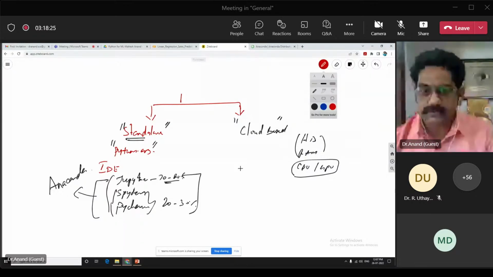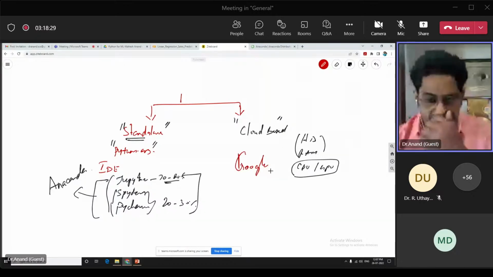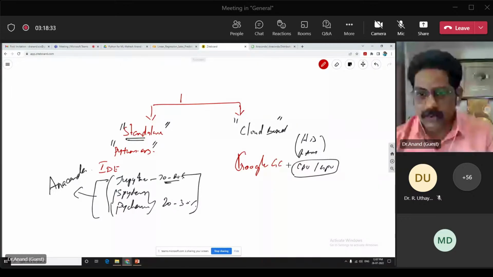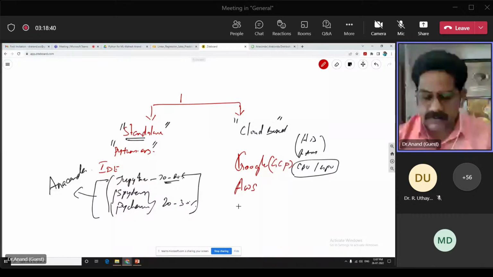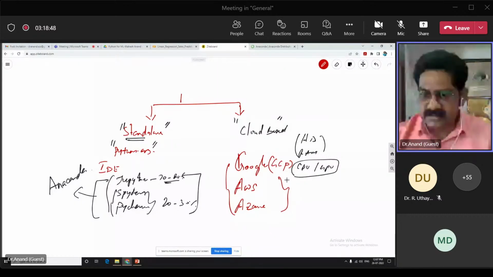Google, in fact, they are competitors. Google, it's GCP, we call it Google Cloud, followed by Amazon AWS, and Microsoft Azure. These are the 3 popular cloud-based service providers. All 3 servers are available for free.